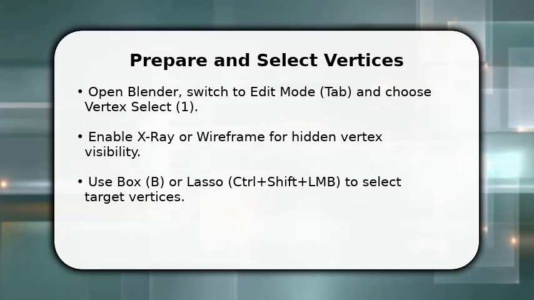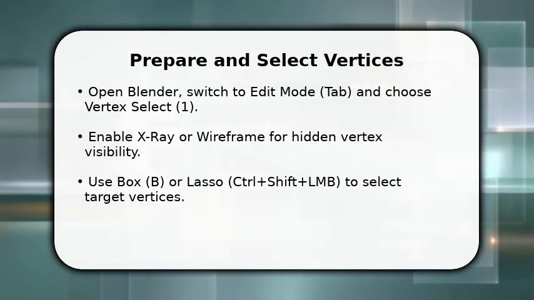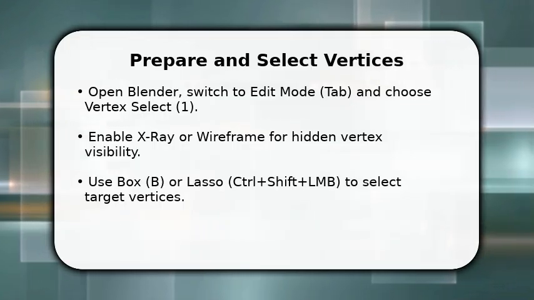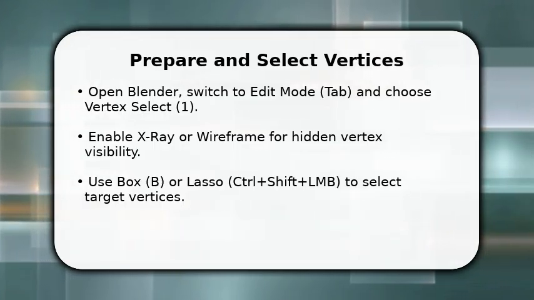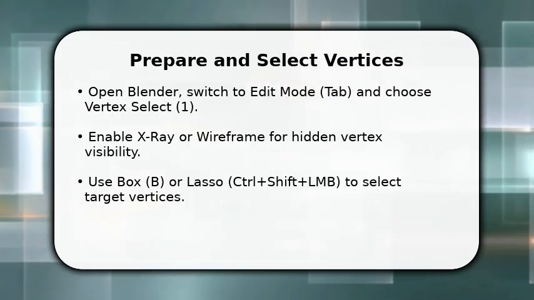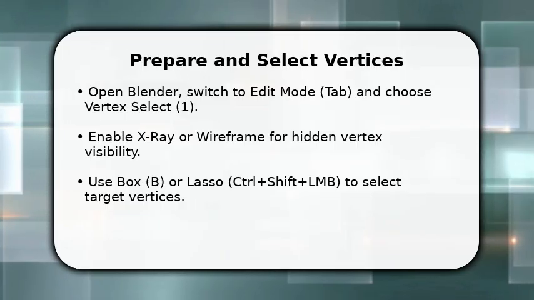Enjoy the video. You start by preparing the scene and selecting what to fix. Switch to Edit mode and pick Vertex Select so you operate on points, not faces. Once done, enable X-ray or wireframe to reveal hidden verts and use box or lasso selection for precision.